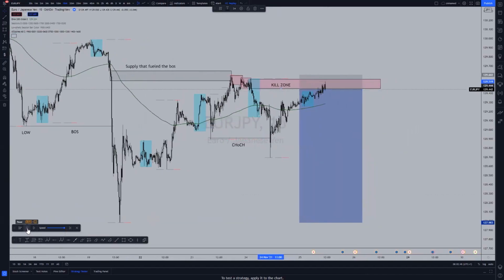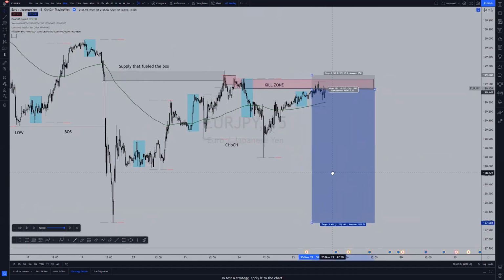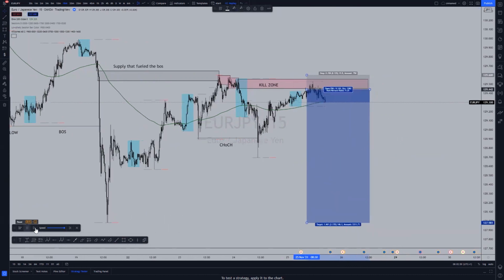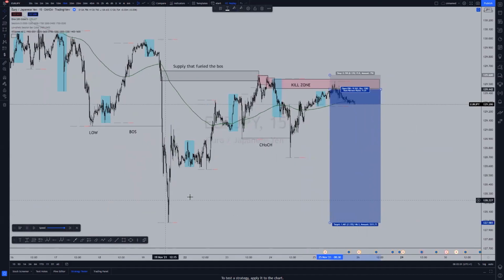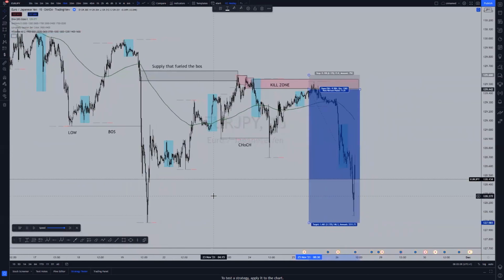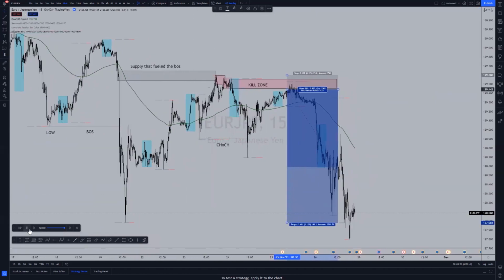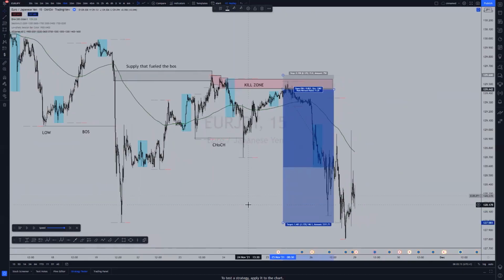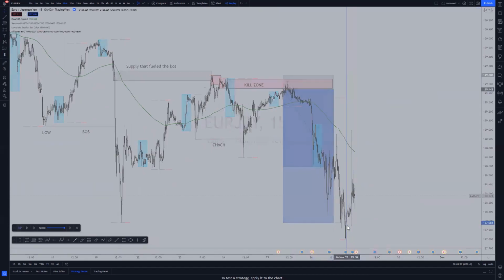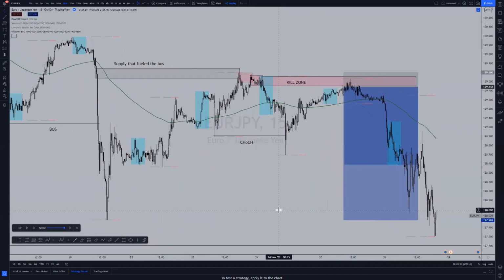And price mitigated my zone very well. Let me shift this markup here. So price mitigated my zone, and let's see what we have. Price traded downward. Easy, guys. Price traded downward, and we had my take profit hit right there. Right there. We had my take profit hit right there. Easy, guys. Easy. Very easy.